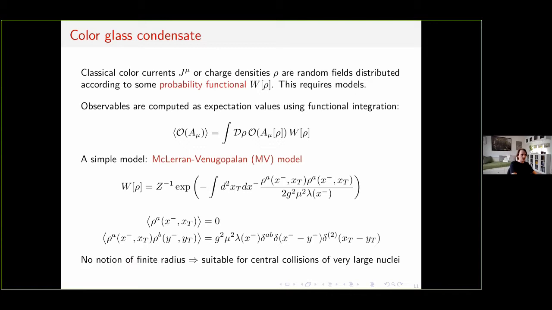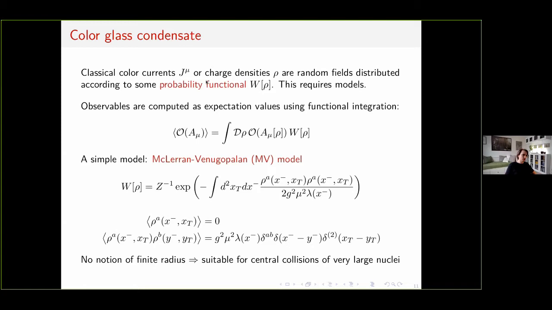But of course, we haven't really talked about these classical color currents. I just assumed that they are given. And in the CGC, they're actually treated as random fields. So that means you have some probability functional according to which they're distributed. And if you want to compute observables, then you have to integrate over these probability functionals like this. But the CGC itself doesn't give you these probability functionals. So this is where the modeling aspect comes in.